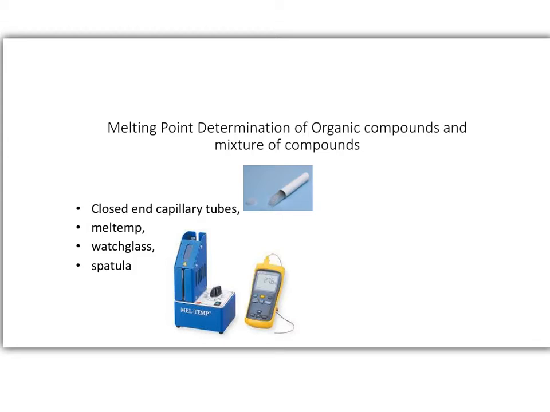So, if you have a solid product that you're getting, one way to analyze that would be to determine its melting point. And if you have some information about it from the literature, you would then be able to match your data with what's known in the literature and go from there.